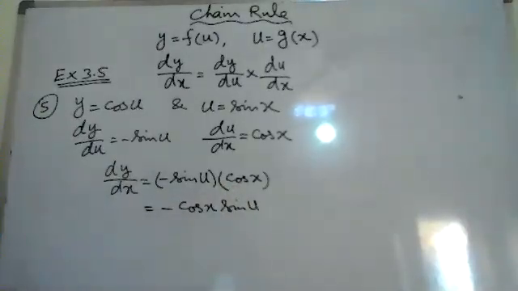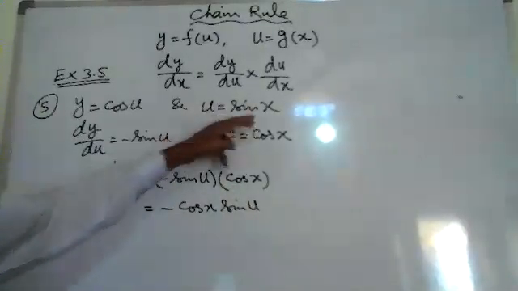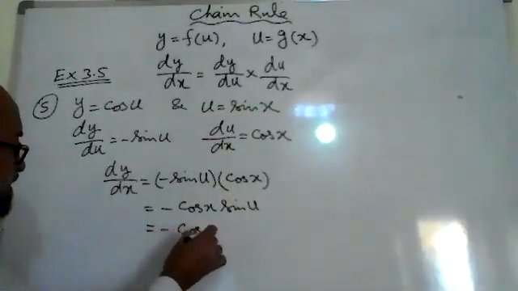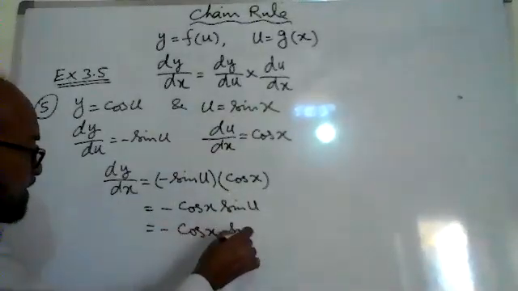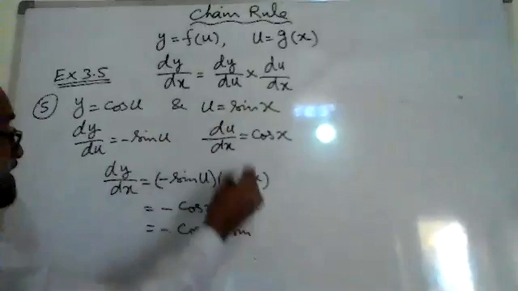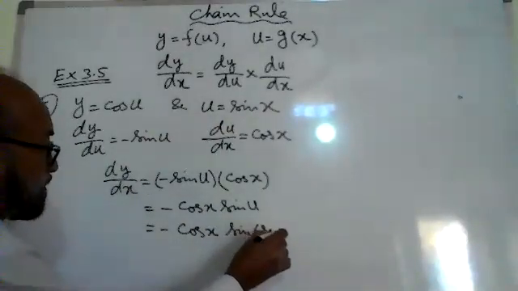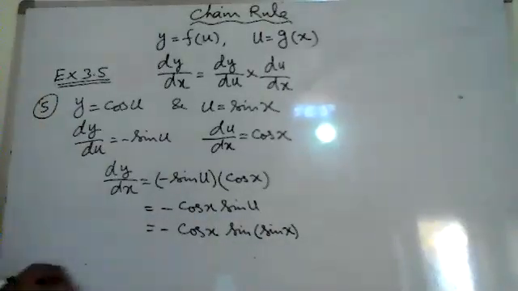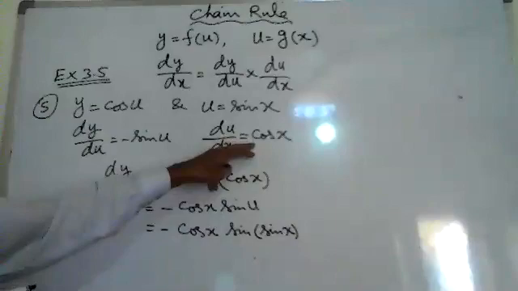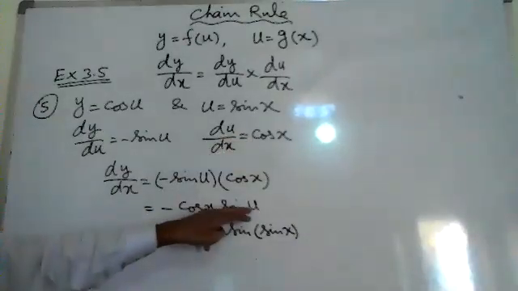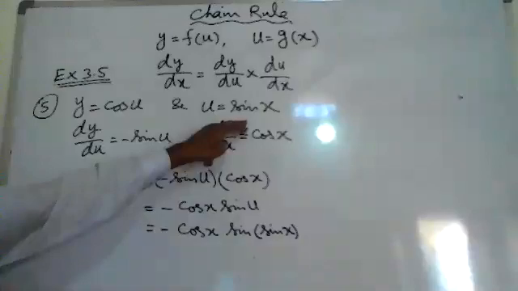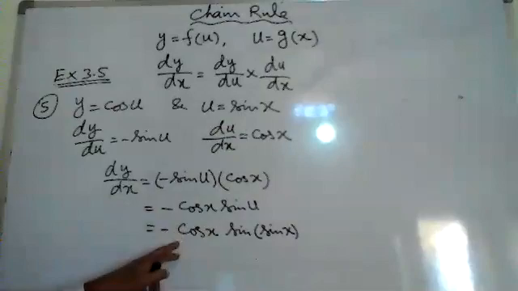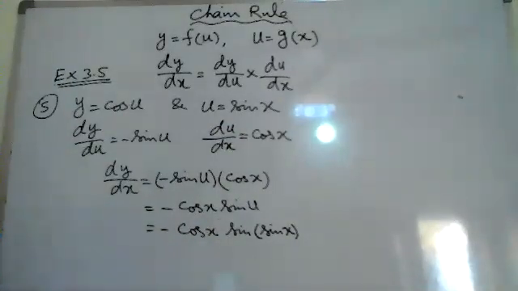U is replaced by sin x. So it will become minus cos x into sin of sin x. So minus cos x into sine of sin x.